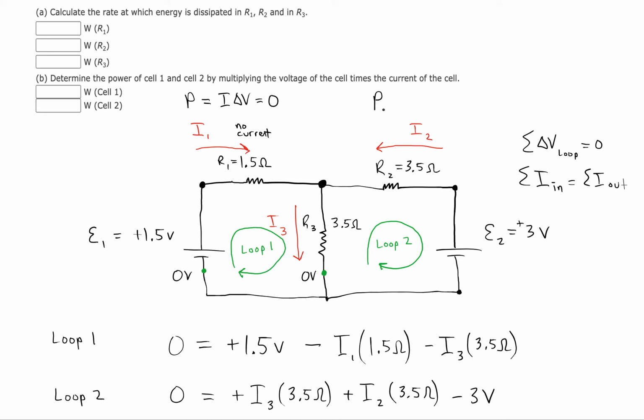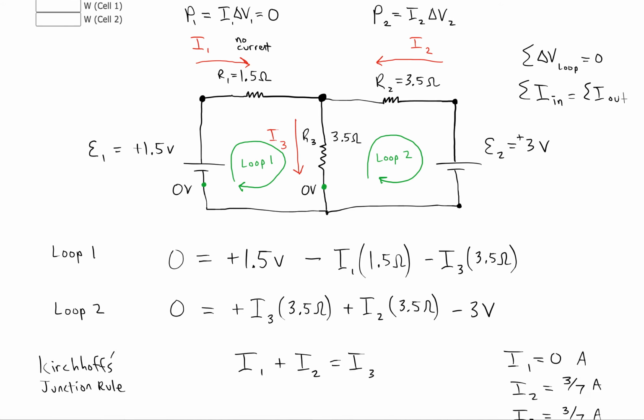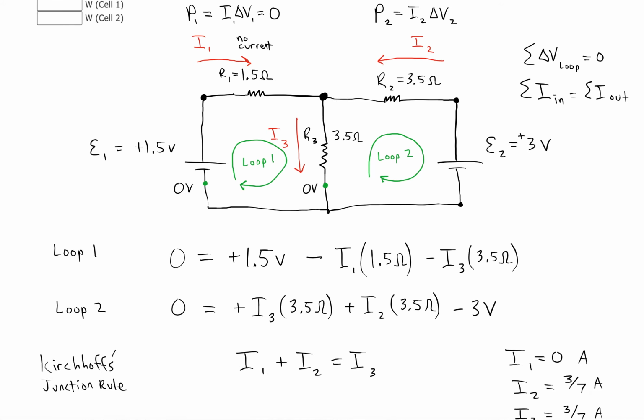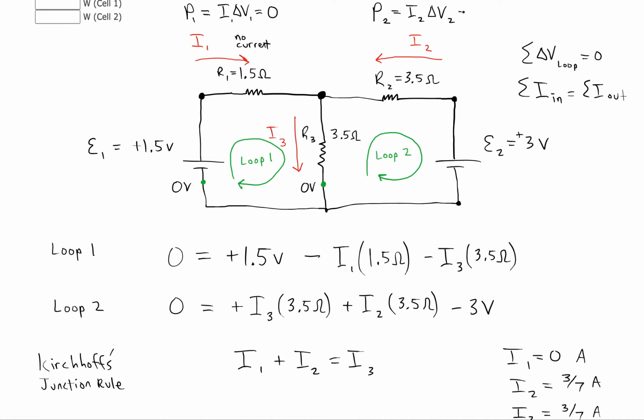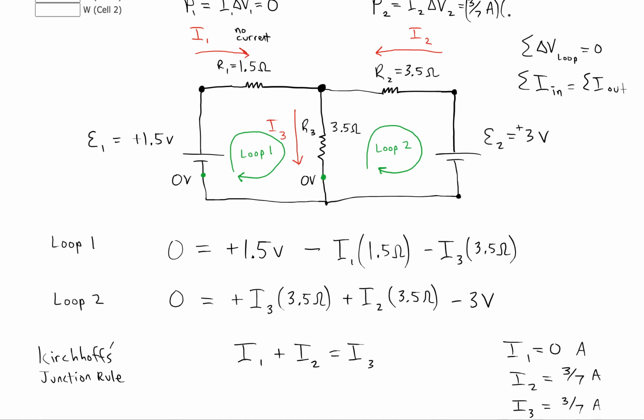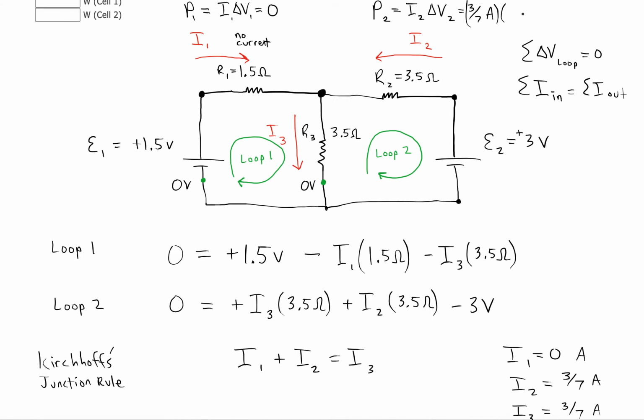The power dissipated in R2 would be the current I2 times delta V2. So we're going to have 3/7 amps times the delta V. Now we don't know the delta V yet. We have to find it.